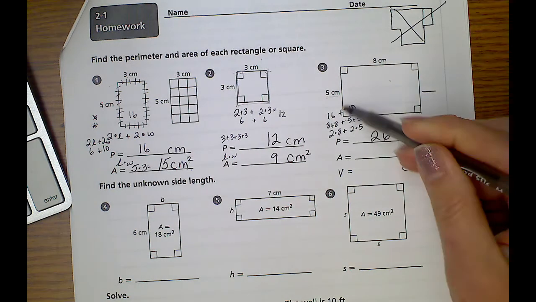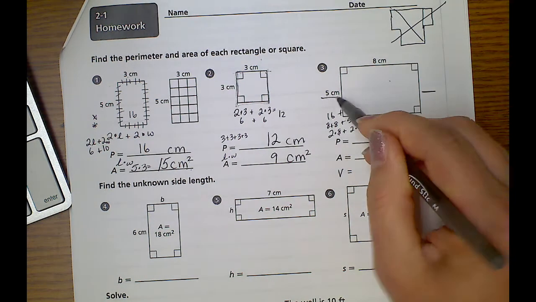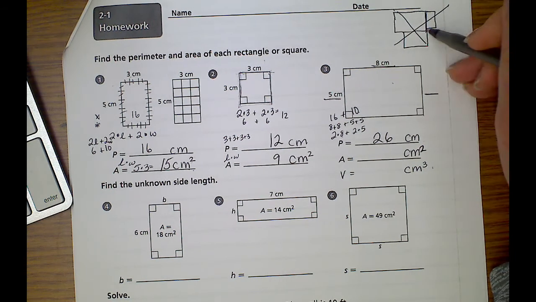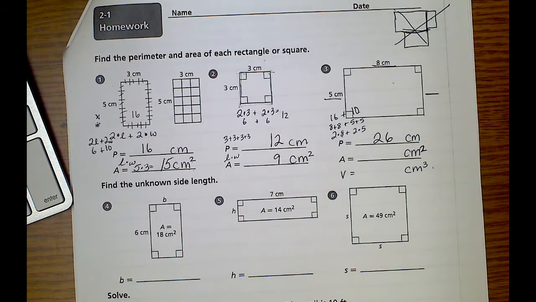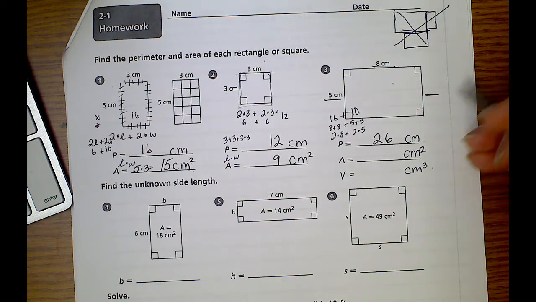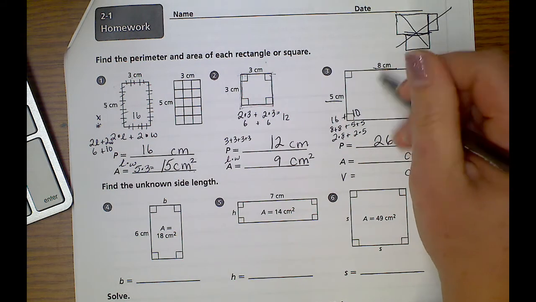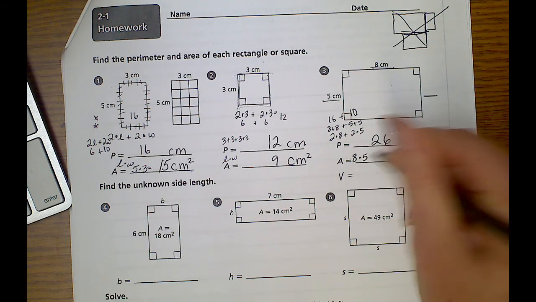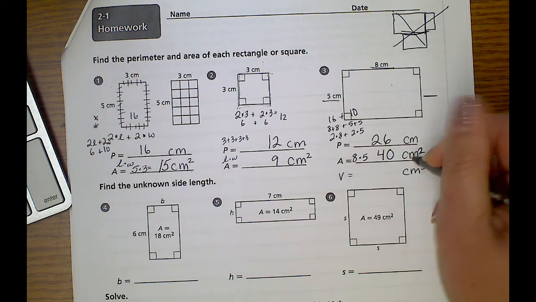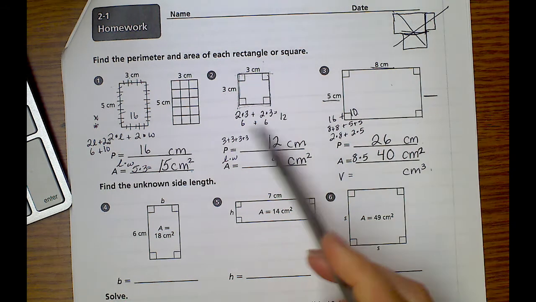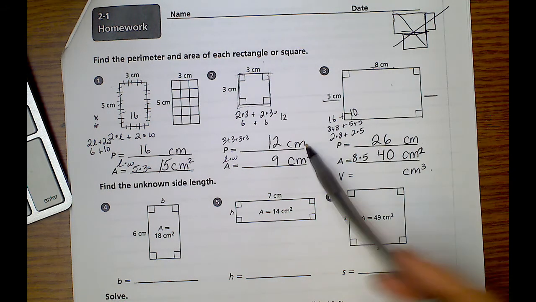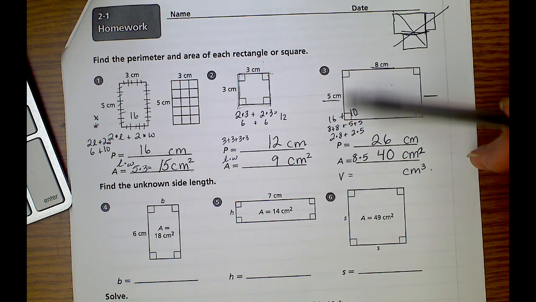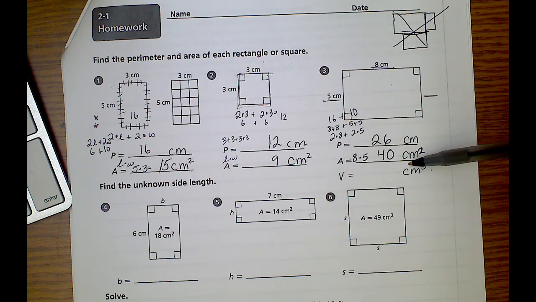Next, area. Area is much easier. Length times width. Even in a situation like this, you just break them up into chunks. So find out what those are. So here it's 8 times 5. 8 times 5 is 40 centimeters. So here, most of our smaller ones, our perimeter is much bigger. But in our bigger one, our area is much bigger than our perimeter.